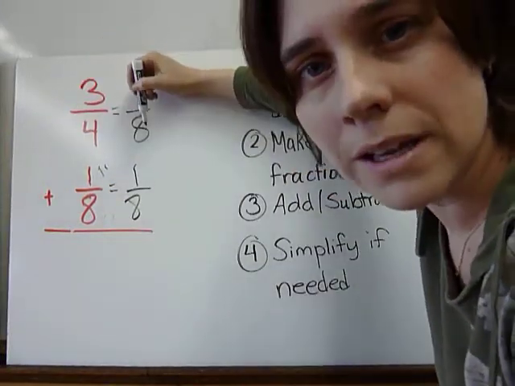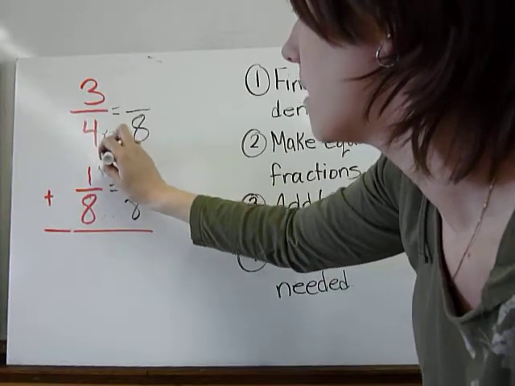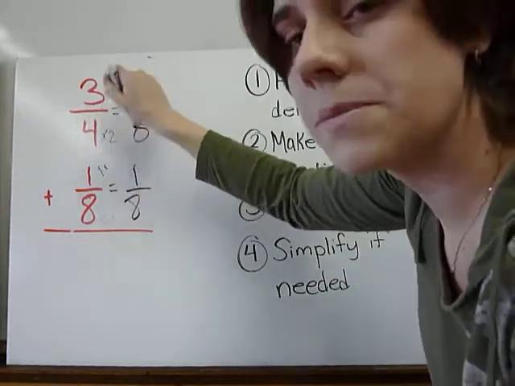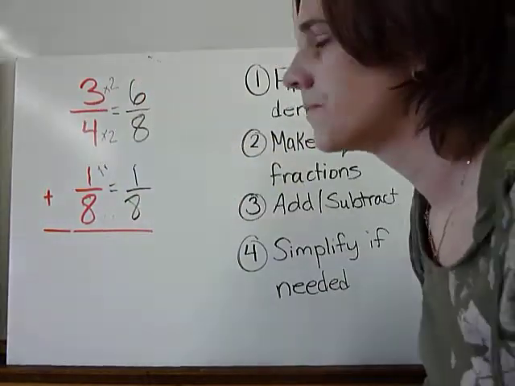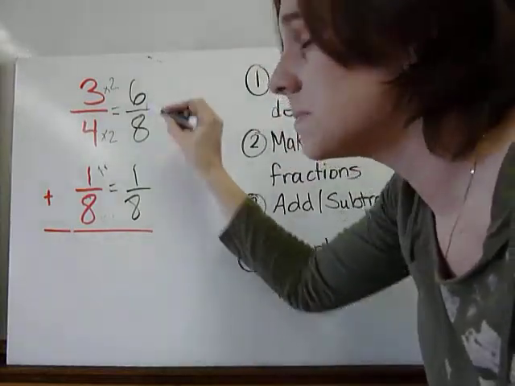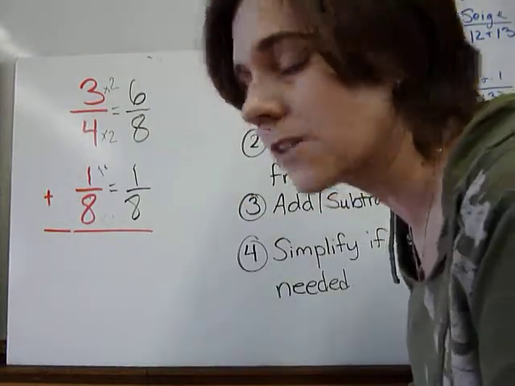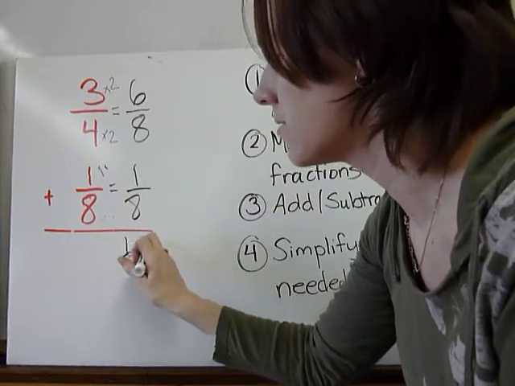4 times what gives us 8? Oh yeah, times 2. 3 times 2 is 6. I have my new fractions. Now I'm speaking the same language. Both denominators are the same. The numerators have the muscle.